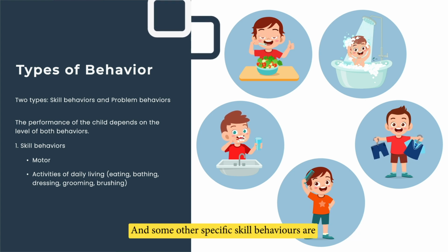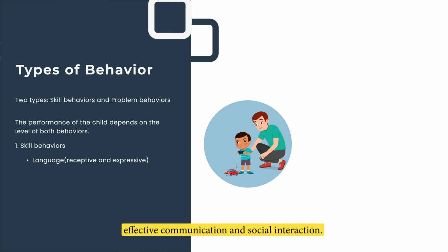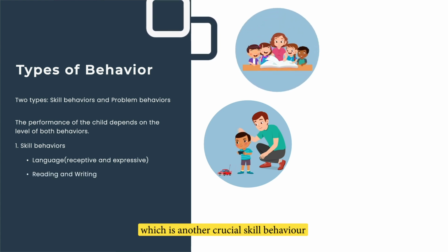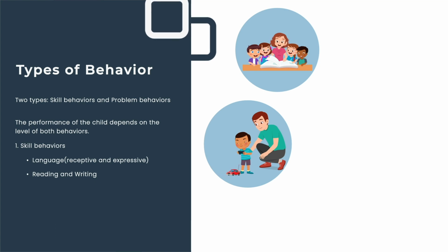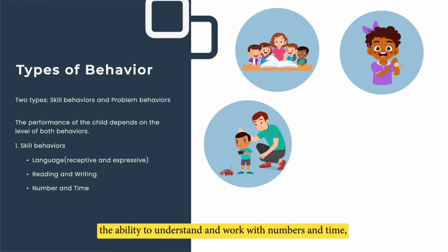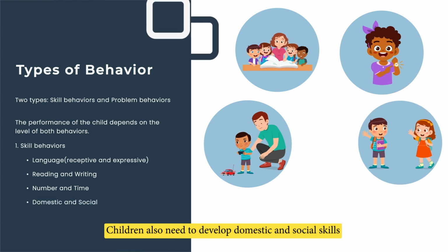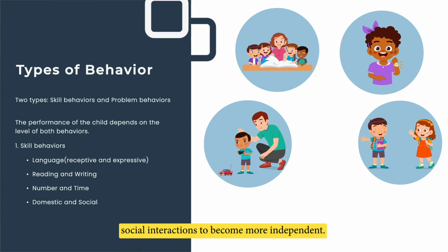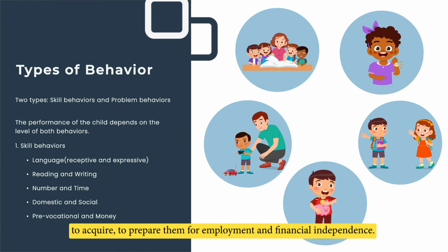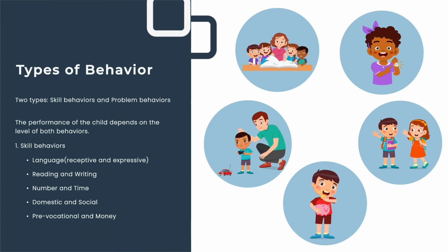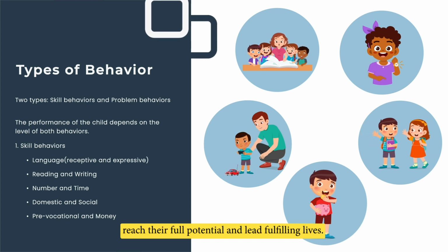Some other specific skill behaviors are: one is language, which includes both receptive and expressive language skills, and these skills are essential for effective communication and social interaction. The second is reading and writing, another crucial skill behavior that enables children to understand and express themselves in written language. The next is the ability to understand and work with numbers and time, which is essential for daily living and academic success. Children also need to develop domestic and social skills such as self-care, household chores and social interactions to become more independent. Finally, pre-vocational and money skills are also very crucial to acquire, to prepare them for employment and financial independence. Focusing on the development of these skill behaviors can help children with autism reach their full potential and lead fulfilling lives.